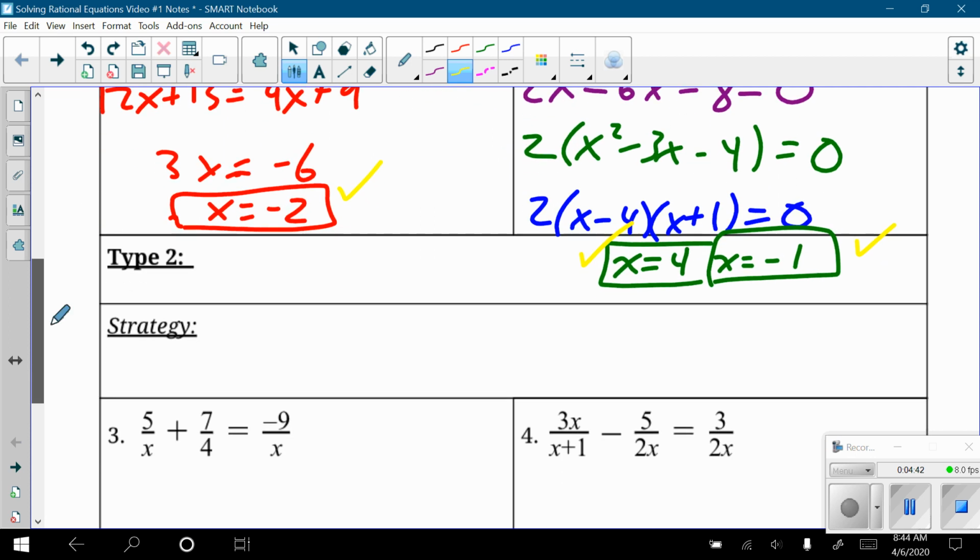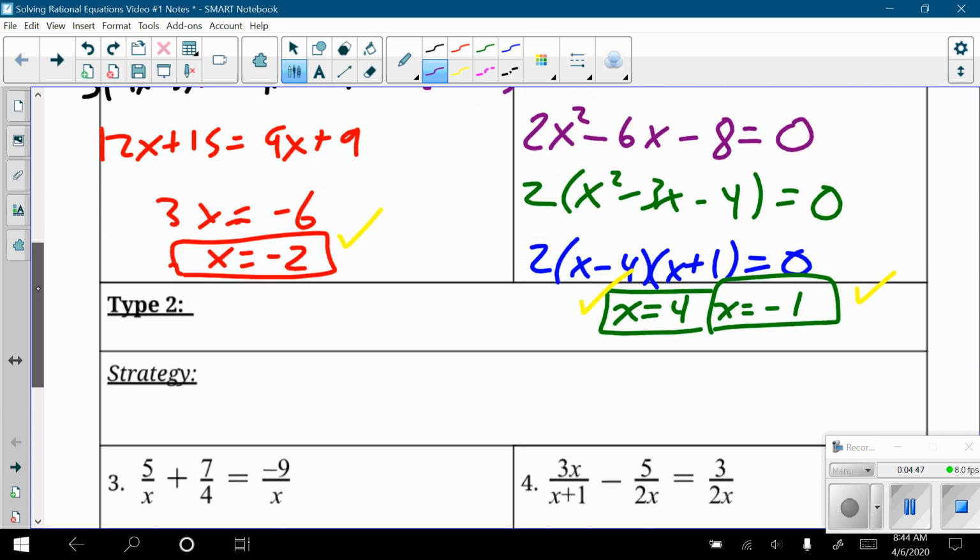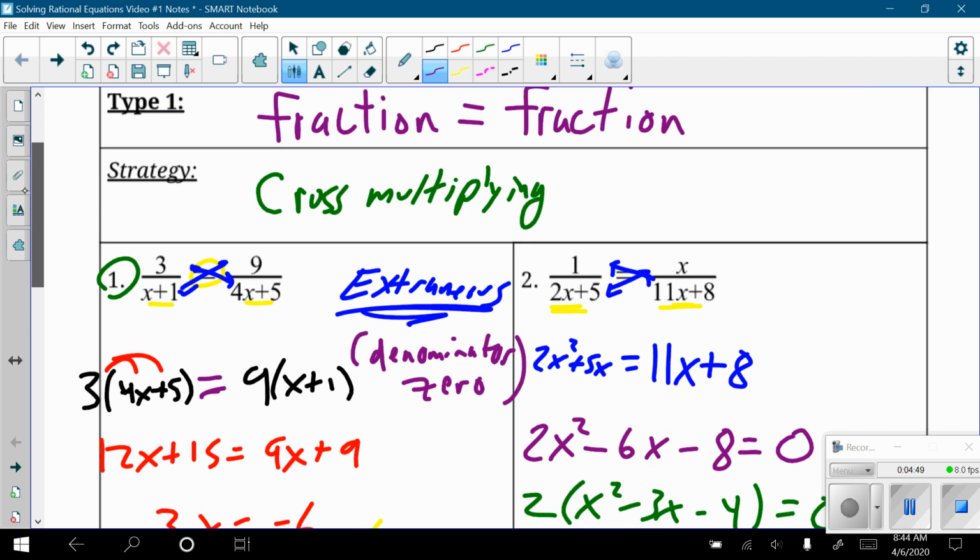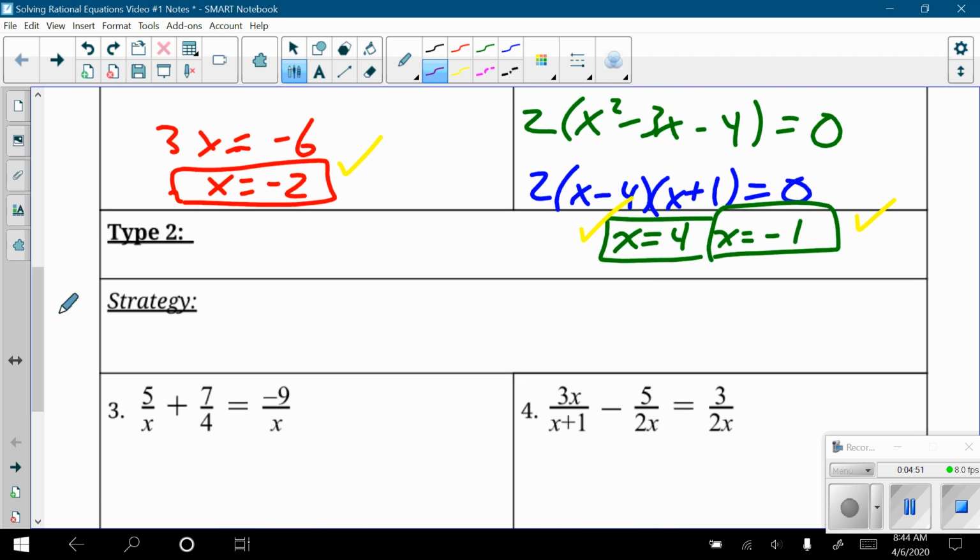Now, that is only a strategy if it's a single fraction equal to a single fraction. If you look at something like this, you're like, oh yeah, it's like fraction equal to fraction. No, this is a fraction plus a fraction equals a fraction. Anytime it's other than just a fraction equals fraction, we're going to use a different strategy, okay?